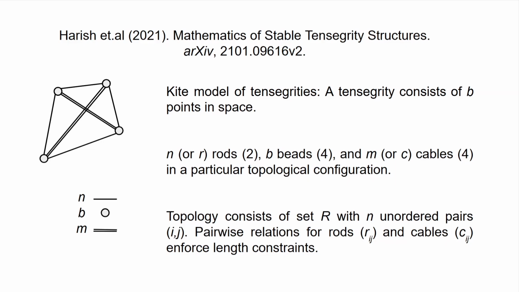So the first thing we need are specific points in space. They don't need to be specific to anything in the environment. They just need to be there, have a relation to one another. So we're not talking about a substrate. We're not talking about anchoring the points in anything else. It's just a free-floating tensegrity structure. So a tensegrity consists of B points in space.